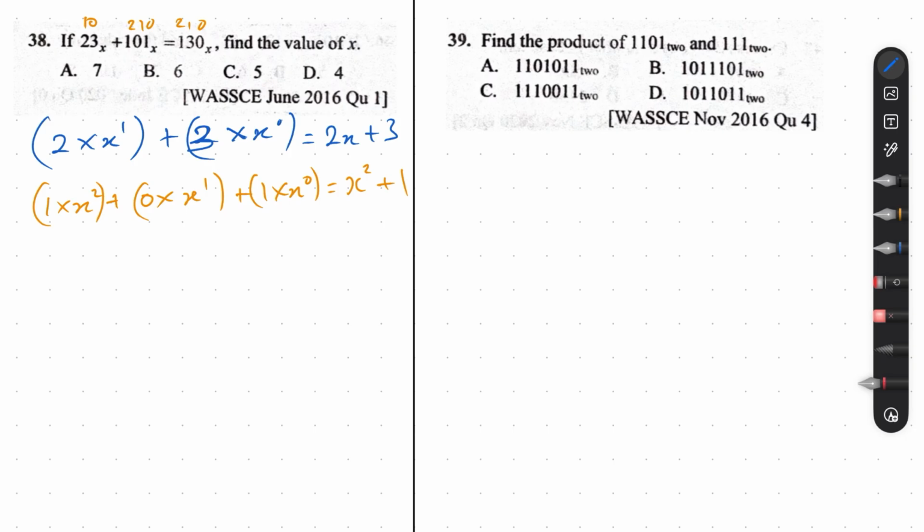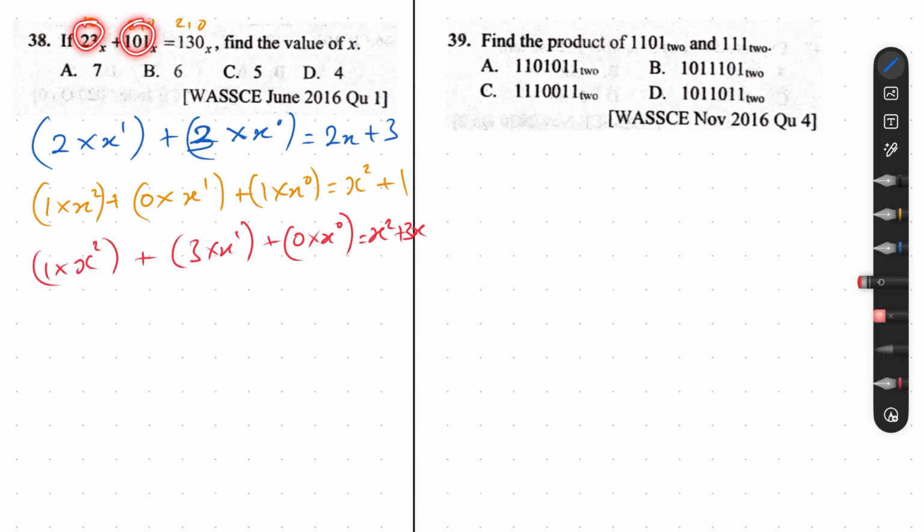And then the last one is 130 base x. That will give us 1 times x power 2 plus 3 times x power 1 plus 0 times x power 0. That will give us x squared plus 3x. So now we just need to put them into the equation and then we get our answer.